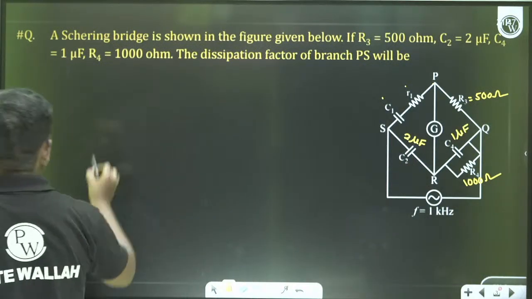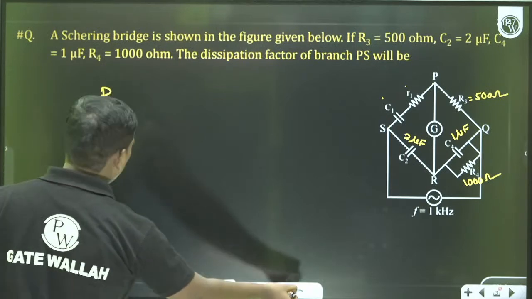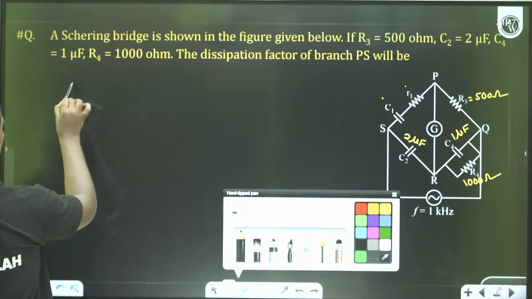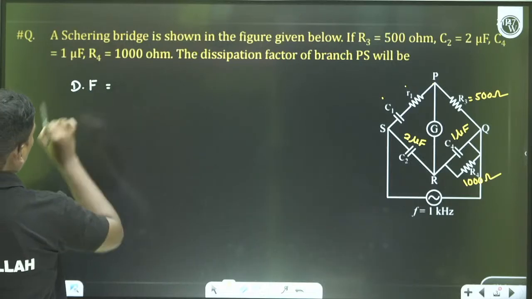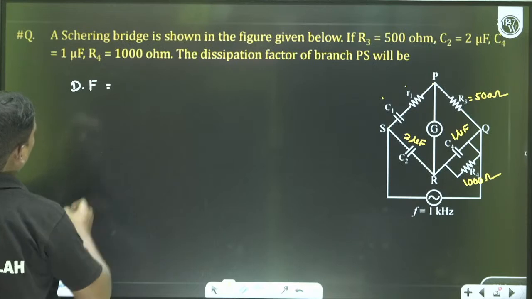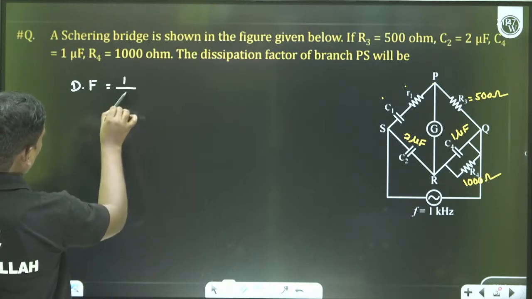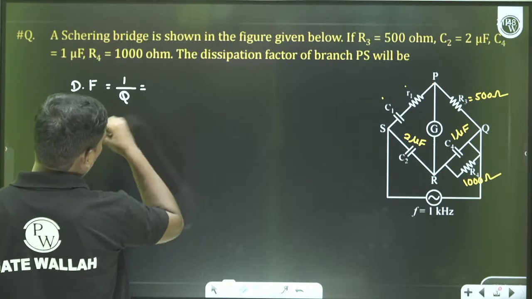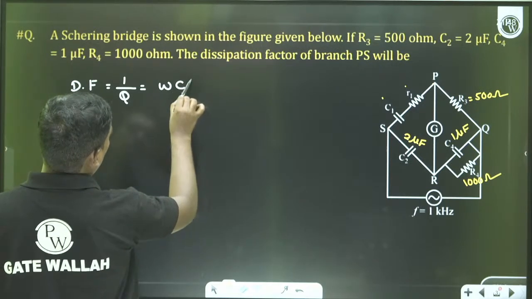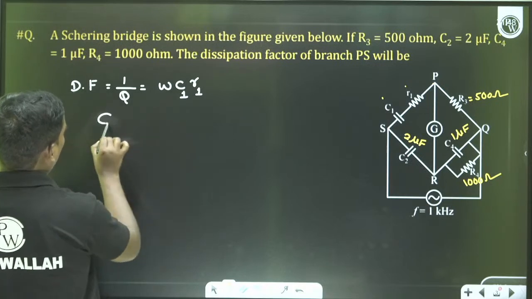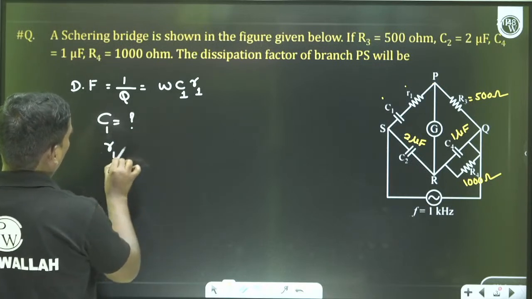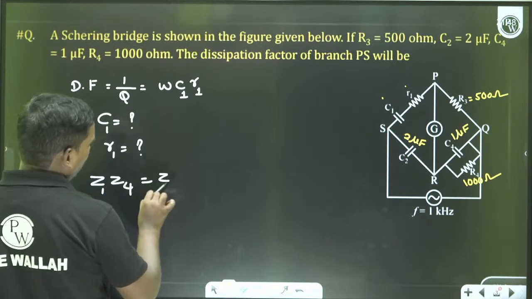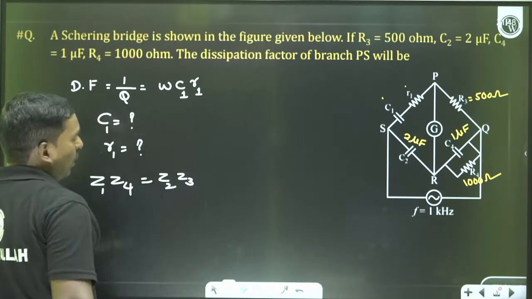Okay. So the dissipation factor, how to answer this question. I will tell you the methodology, dear students, try the answer. Dissipation factor is nothing but 1 by Q. So that is 1 by Q, Q is equal to 1 by omega CR, so that will be omega C1 R1. So first of all we have to find out C1 and R1. Which method can we use? The Z1 Z4 is equal to Z2 Z3 method we can use. So what is Z1?